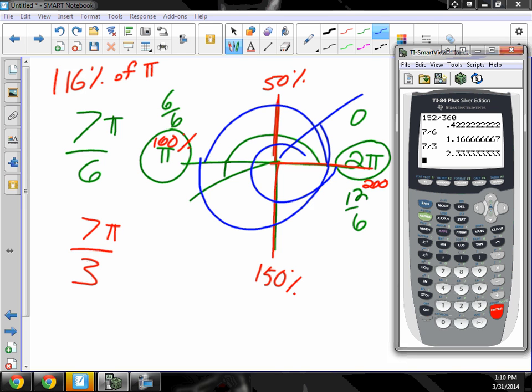Okay. What about 3 pi over 4? Where is that going to land?